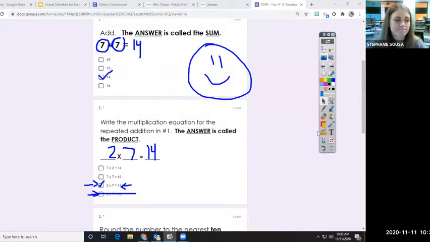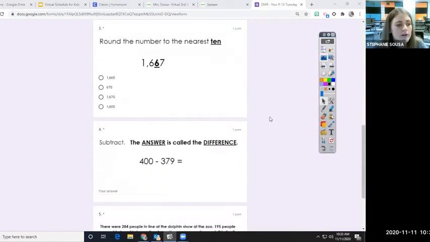Okay? All right. Moving on, rounding. We're getting better. When you are rounding to the nearest 10, your ones place is going to tell you what to do. That means we have a 7. 7 is 5 or more, so we are going to raise the score. That means this 6 is going up to a 7. So 1,670 would be your correct answer.